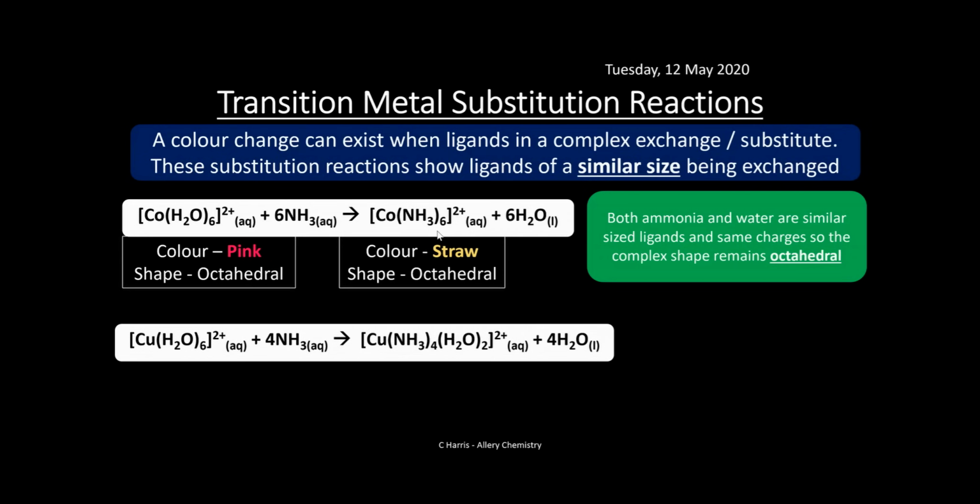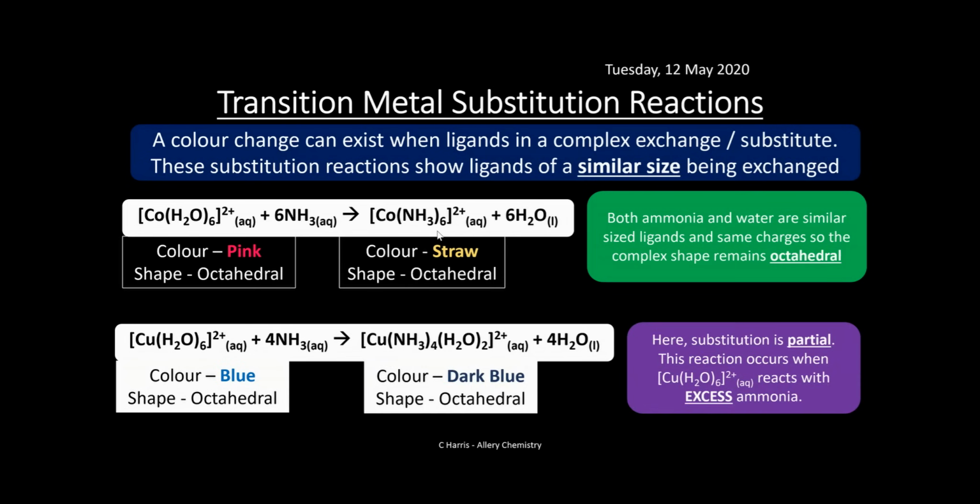This is copper reacting with ammonia. Now this one's a bit strange, because we start with a blue octahedral shape, and we still end up with an octahedral which is dark blue. But the reason why copper is a bit strange is because we only get a partial reaction.